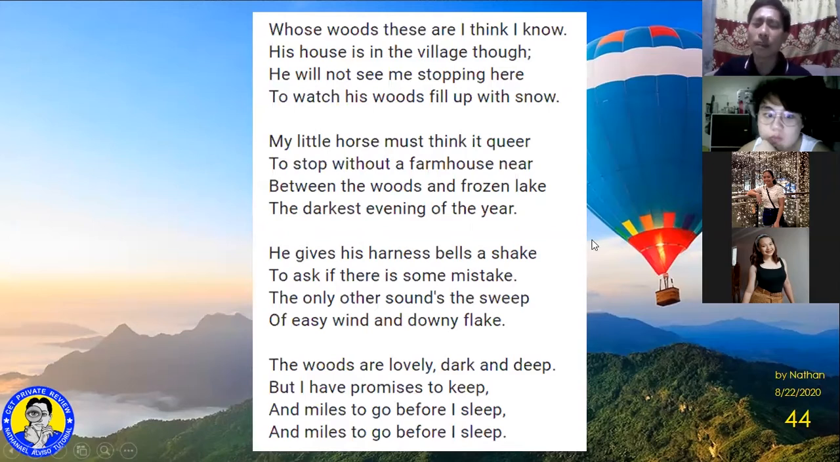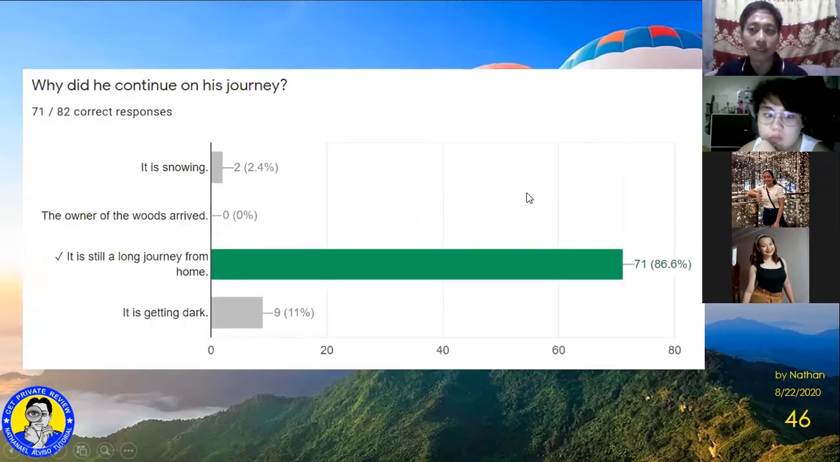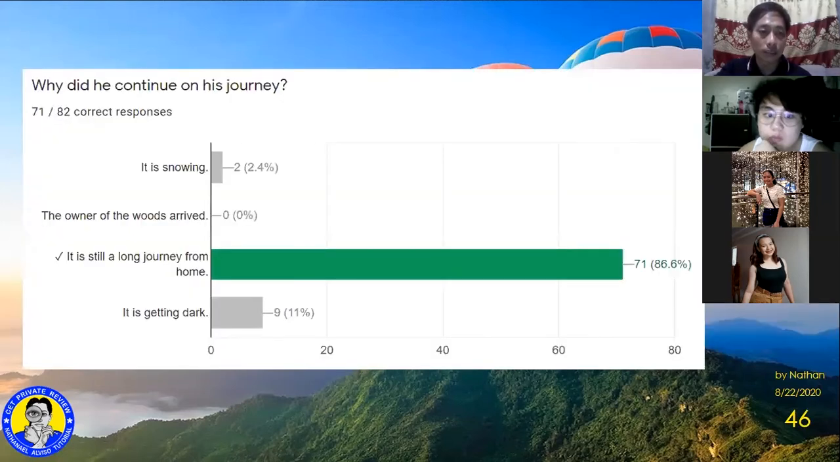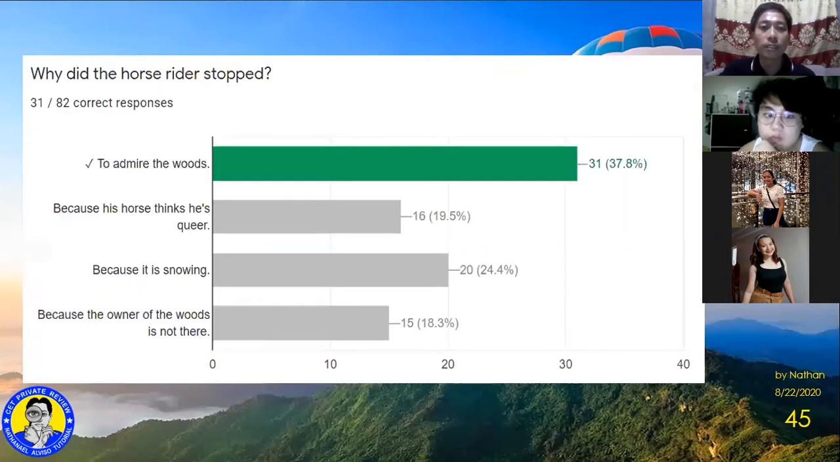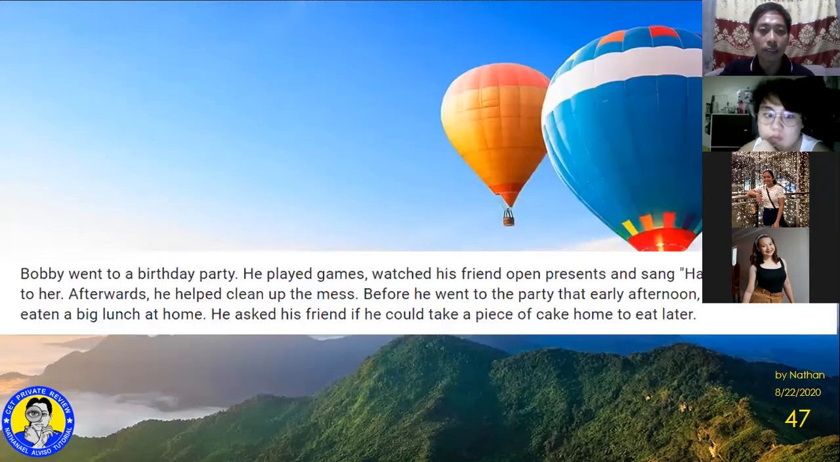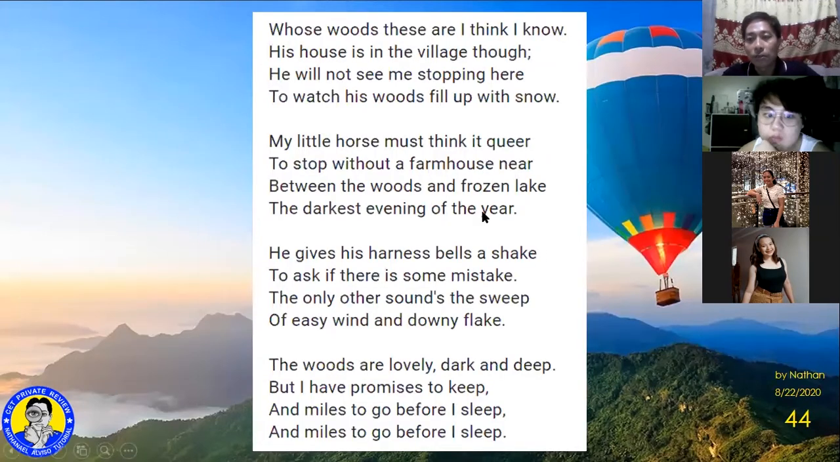All right, this is again a poem by Robert Frost, In the Woods. Let's read the questions first. So, why did the horse rider stop? So I will be looking for that in the passage. Why did he continue on his journey? So stop and then go. I will also look for that. So only 2 questions. I think I put in 3 questions here, but it's on the next slide. All right. So why did the horse rider stop? I will now read and look for that detail.